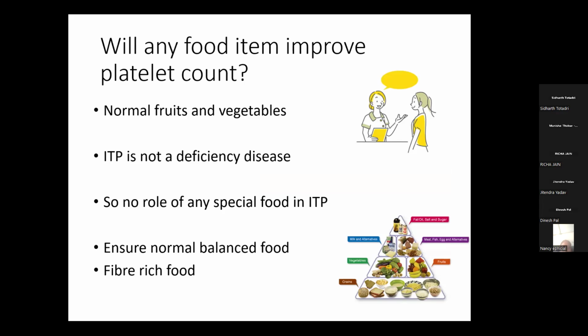We should advise a normal balanced diet to the patient for normal growth. We should advise fiber-rich food, so no role of any special food in ITP. ITP is not a deficiency disease. Fiber-rich food we should advise to avoid constipation.